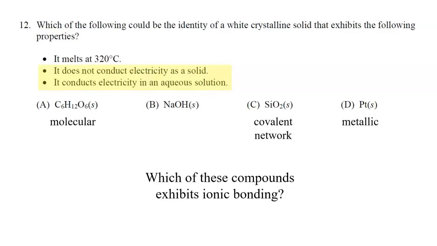Now, coming back to choice B, we have sodium hydroxide. Sodium is a positive ion. Hydroxide is a polyatomic ion that has a negative charge. So that is an example of an ionic substance. Again, ionic substances do not conduct electricity as a solid, but they do conduct electricity in aqueous solution. So the correct answer for question 12 is choice B.